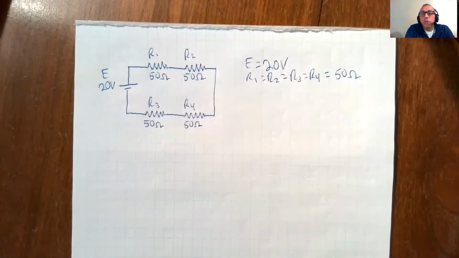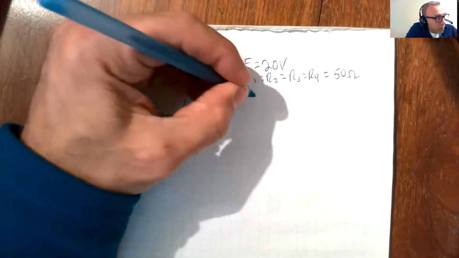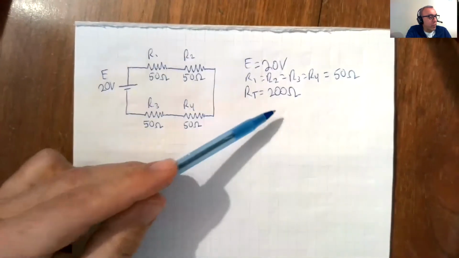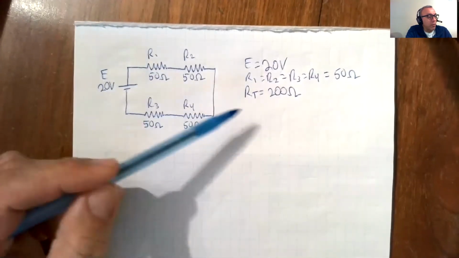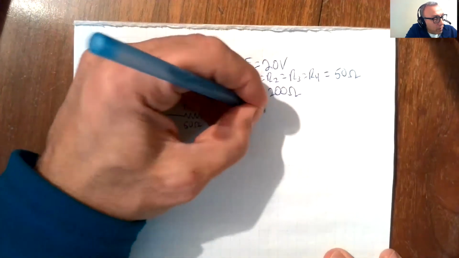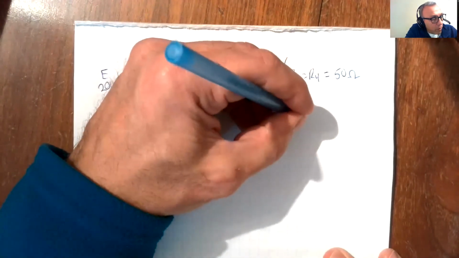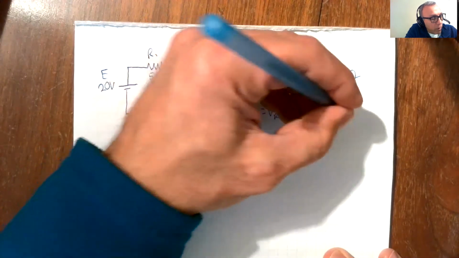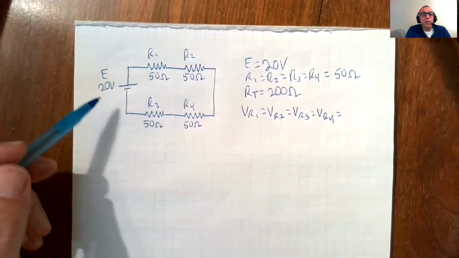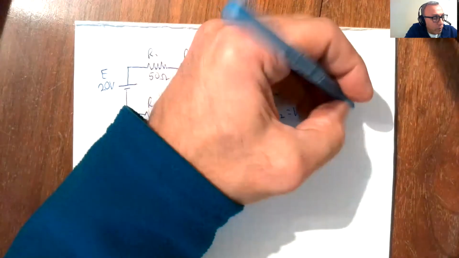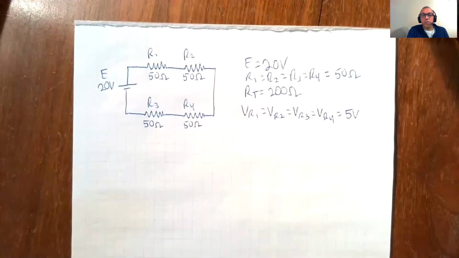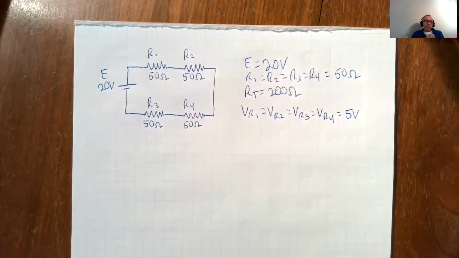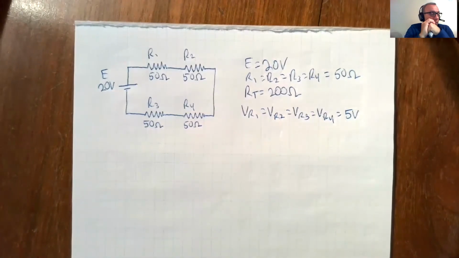So we know through the voltage divider rule, RT here is 200 ohms. Okay? We don't need a calculator for that. We know through the voltage divider rule, 50 over 200 times E. So we know that VR1 is equal to VR2, equal to VR3, and is equal to VR4. Which is equal to, you're going to divide this voltage by 4. So it's going to be 5 volts at each resistor. Okay, 50 over 200 times 20. So that is relatively clear.